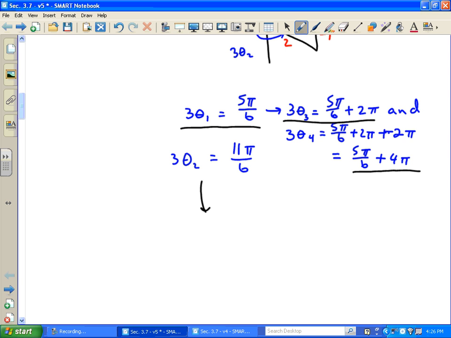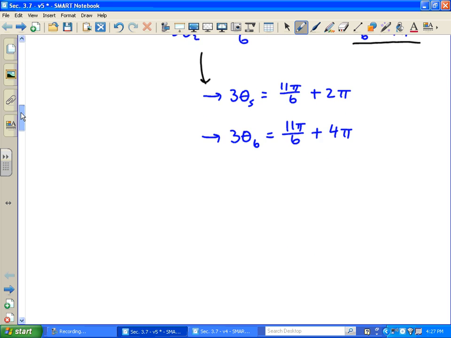Okay, let's say that this one, we're going to have 3 theta, let's see here, we're on angle 5. 3 theta sub 5 is equal to 11 pi over 6 plus 2 pi. And then we're going to have one additional angle, 3 theta sub 6 is going to equal 11 pi over 6 plus 4 pi. So there's going to be our 6 different angles. Now what I'm going to do, I'm going to reorganize this information so that we can see it a little bit easier. We're going to have to do some common denominators before we're done with this particular problem.